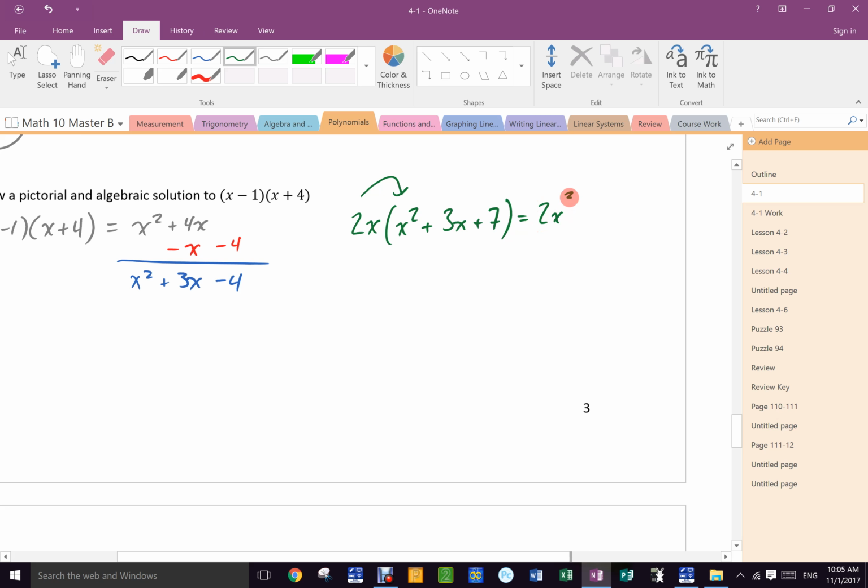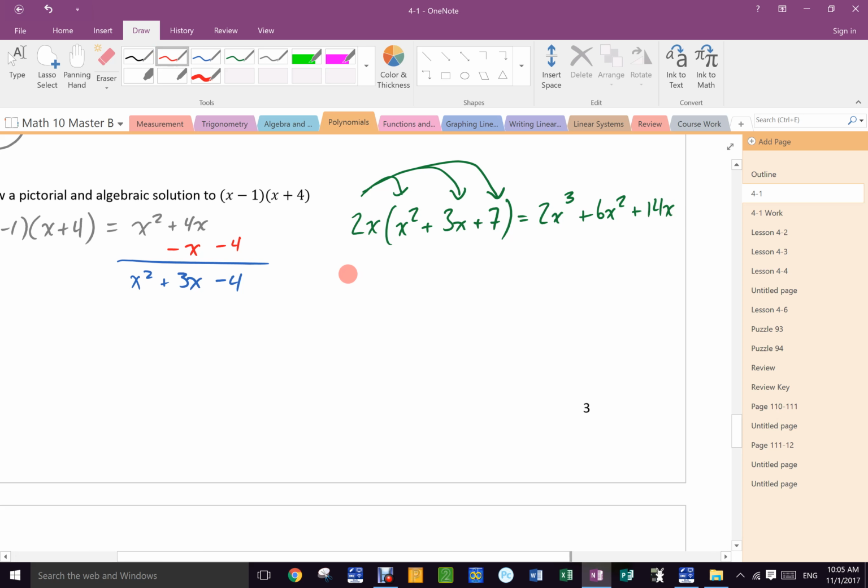2x cubed. Remember, we have to remember everything from the last 10 years of math. So there's exponents here. Then I must distribute again. What happens there? Plus 6x squared. And then I must distribute again. What happens there? Plus 14x. Do you understand that? Great.